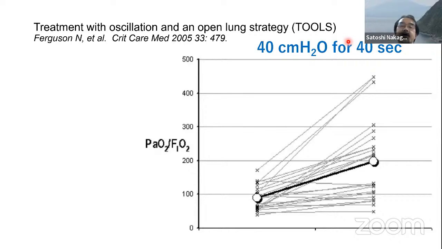So in this paper, Dr. Ferguson concluded that the recruitment maneuver in the HFO improved the oxygenation. However, when we look at the individual data, the group in this area has improved oxygenation, and the group in this area did not show improved oxygenation. So recruitment maneuver with high frequency oscillation may be beneficial in some of the patients, but may not be beneficial in the others.